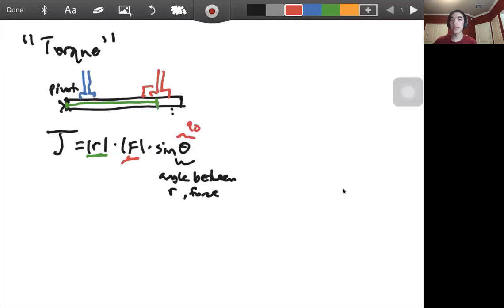And this should make sense because if you're pulling the door, let's say you have this yellow hand and you're pulling the door directly away from the pivot, it wouldn't make sense for the door to actually swing. The door just won't move. And this is an example when theta is equal to 180, so sine of theta equals 0, so the torque is also equal to 0. So the angle at which you apply the force really matters.